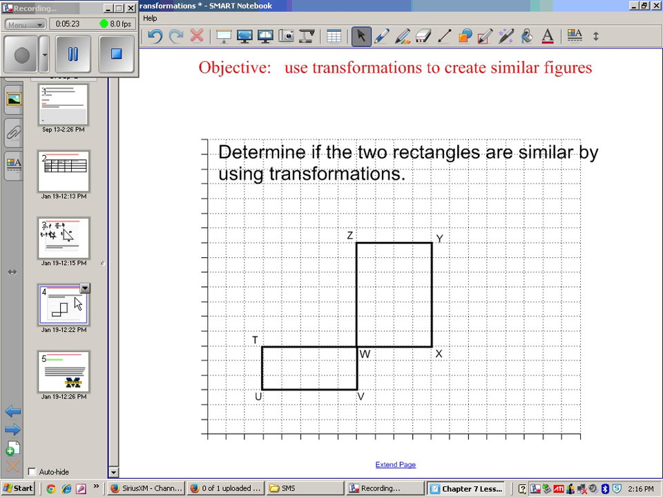Okay, our first thing: how can we get our rectangle TUVW to be similar to WXYZ? First, let's rotate it 90 degrees clockwise, this way. There, 90 degrees. We're going to have a 90-degree angle right there.